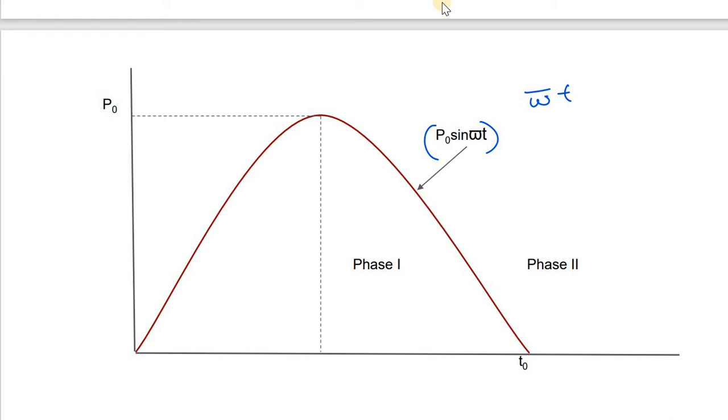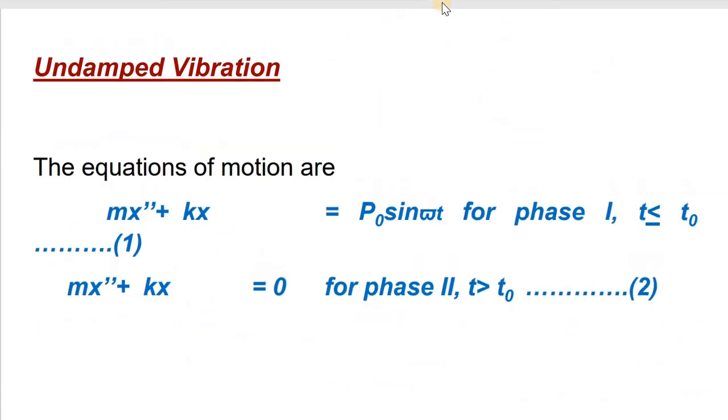So here again, you can see there are two phases. Up to t equal to t0 there is one phase, then t greater than t0. So here it is t less than or equal to t0, this is phase 1, and here t greater than t0. In phase 1 load is there, in phase 2 load is not there. Now here again I am taking the first undamped vibration stage, so my equation will have two conditions.